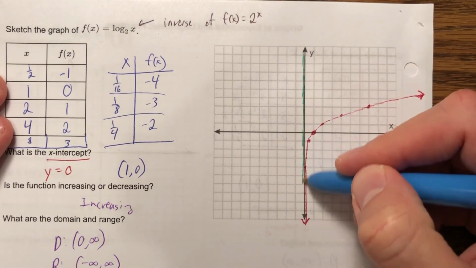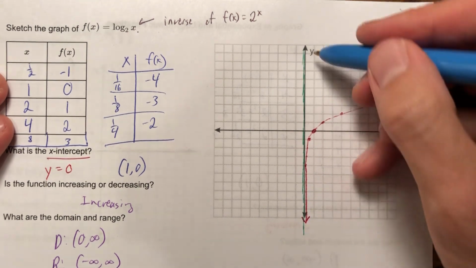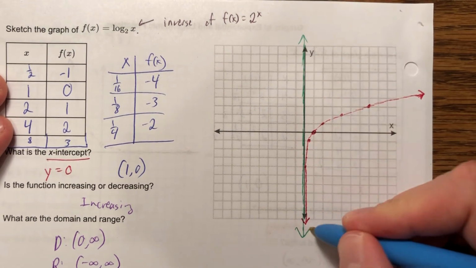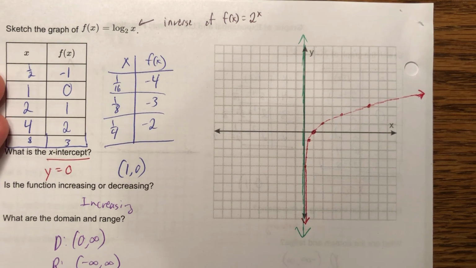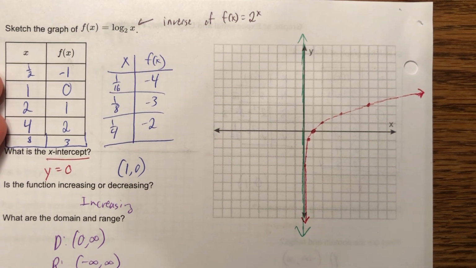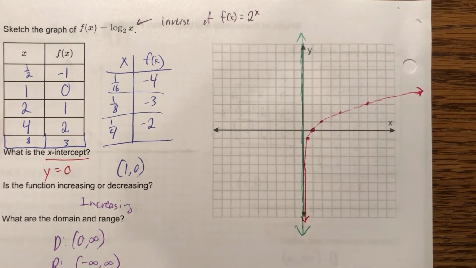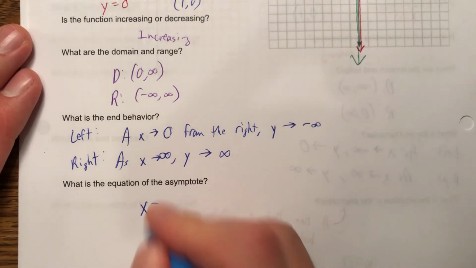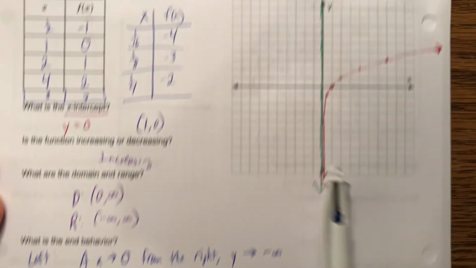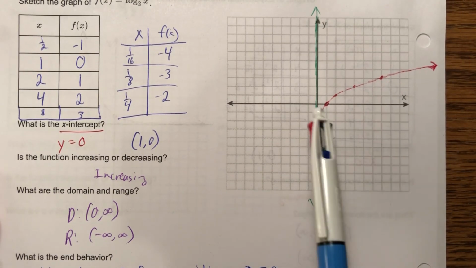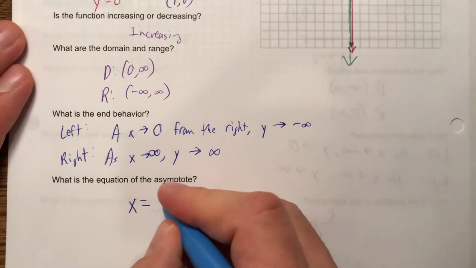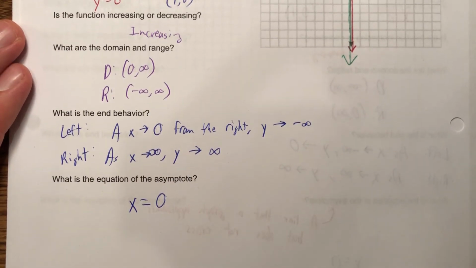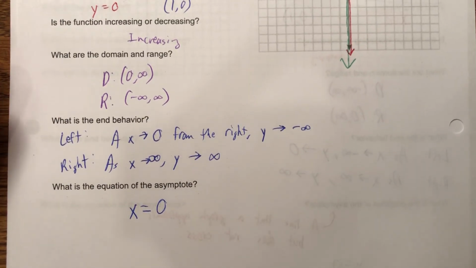Now you could say y-axis, but actually it asked for the equation of this line. Well, let's find out what the equation of this line is. It's a vertical line. Vertical lines have an equation of x equals something. So x equals what? Well, I cross the x-axis at 0. So there's my asymptote. Okay. I'm going to stop the video here, and then we will go through the other examples in the next video.